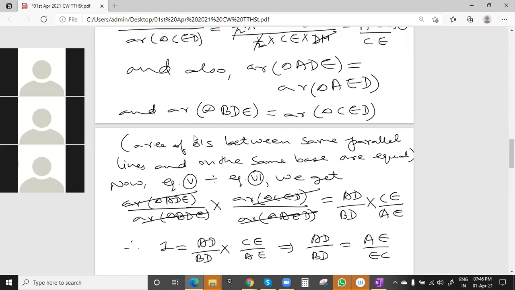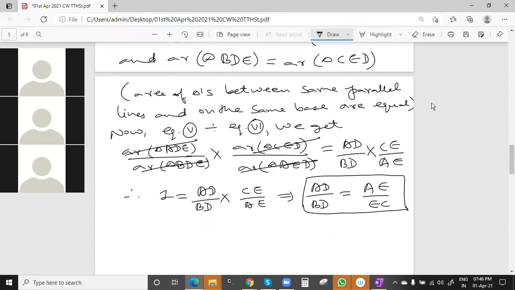So we got the proof here: AD by BD equals AE by EC. This was the required proof. This can come in 5-6 marks. This one's proof.